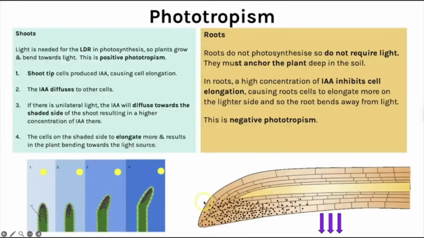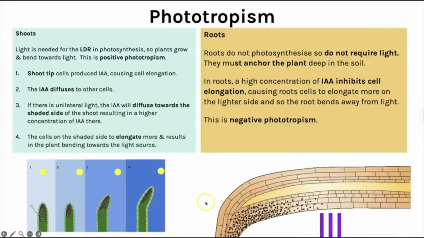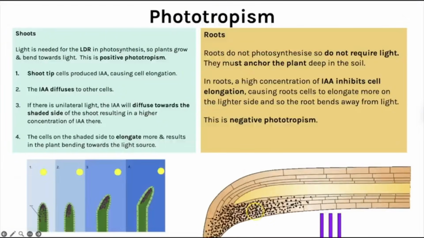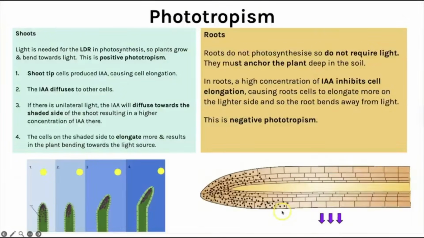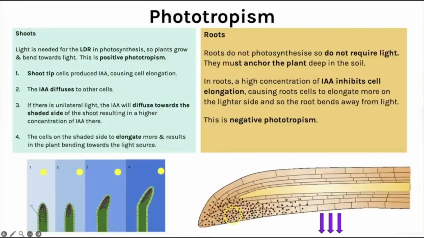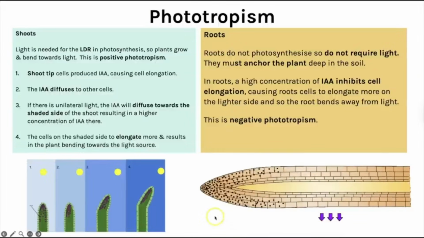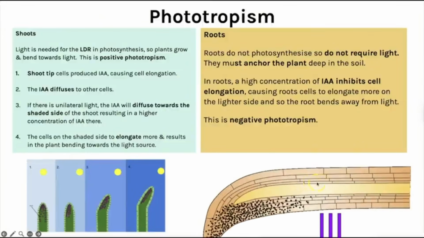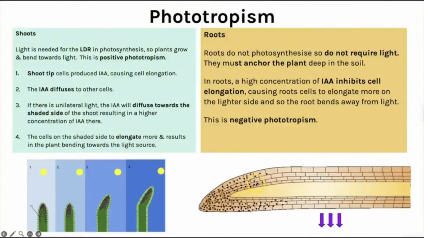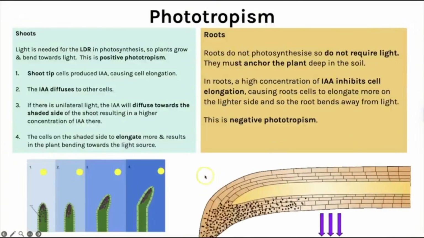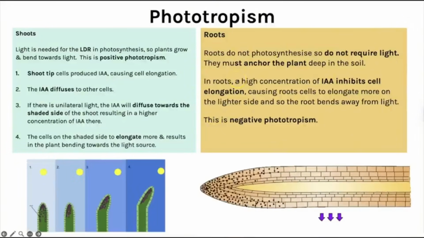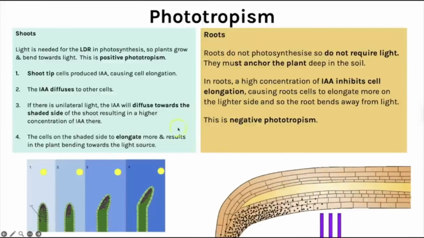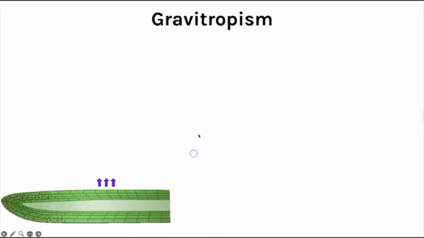So you still have IAA being produced in the tips of the root, but the IAA diffuses to the lower side, so the direction where you would have gravity, the lower side, and that inhibits the elongation of the cells on the lower side of the root. The ones on the top side are still going to grow, and therefore that top side is longer and it bends downwards away from the light source and towards gravity. But this would be our negative phototropism because it's away from the light source.